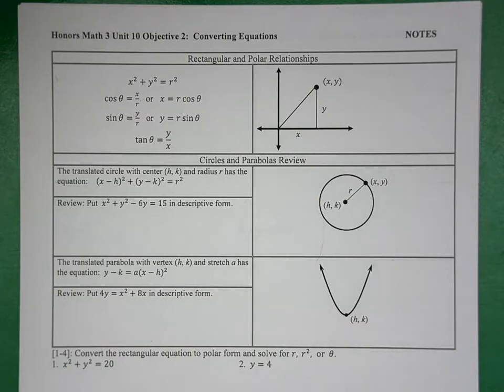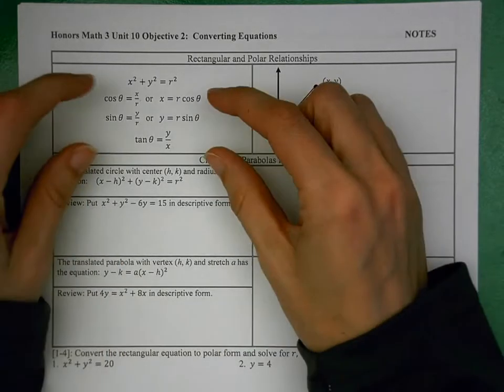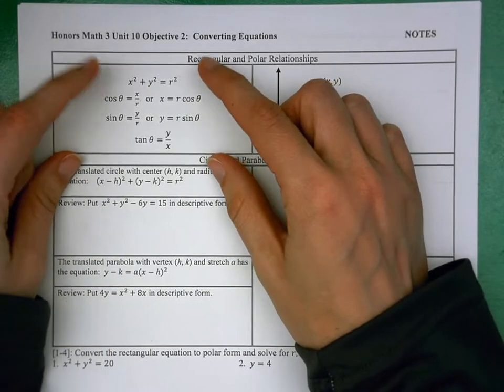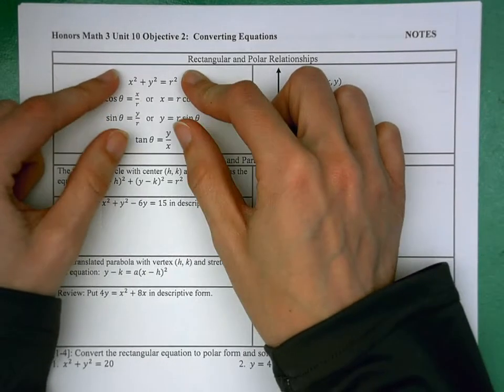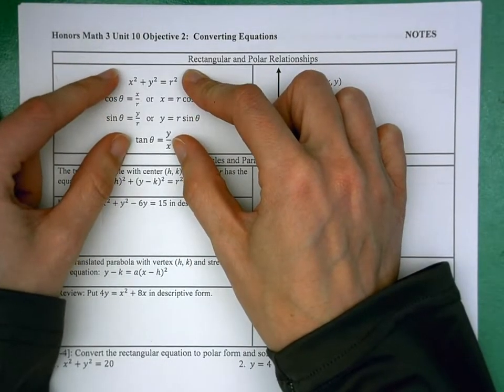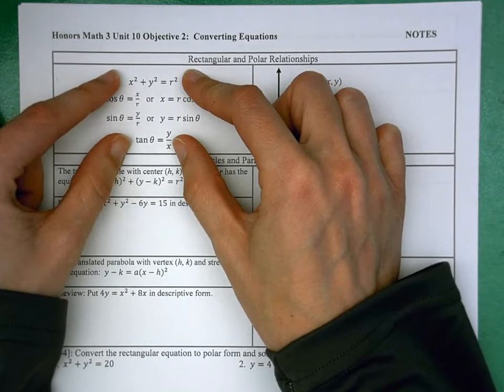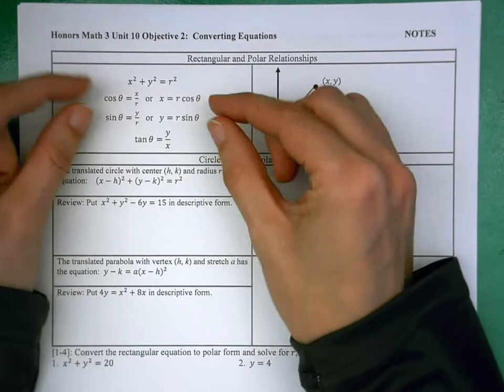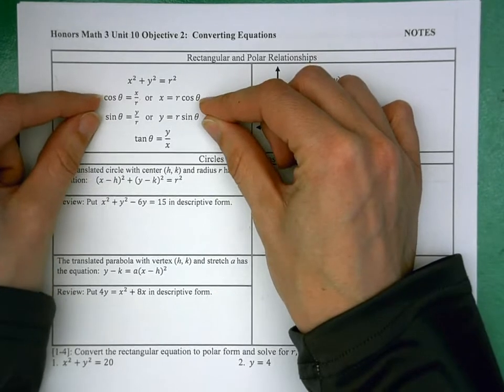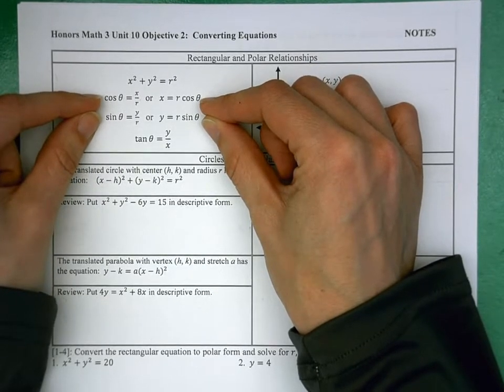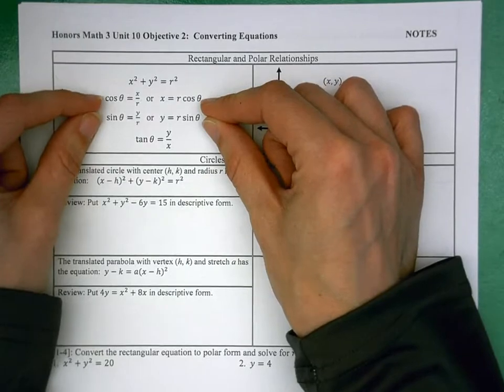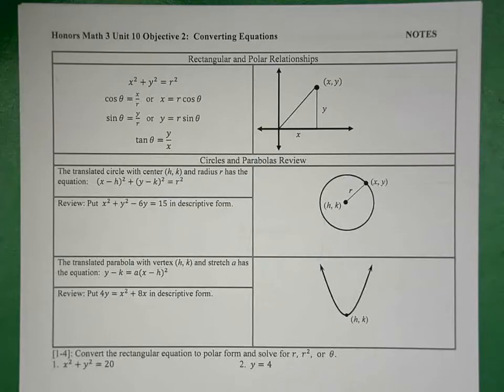So first up we have the relationships that exist between rectangular and polar. You have x squared plus y squared equals r squared, and tangent theta equals y over x, which is what we used to convert rectangular points to polar points. And then we have our two cosine and sine relationships, which is what we used to convert polar points into rectangular points. They're going to have very similar applications within what we're going to be doing today, although instead of doing coordinate points for our conversions, we're going to be doing entire equations for our conversions.